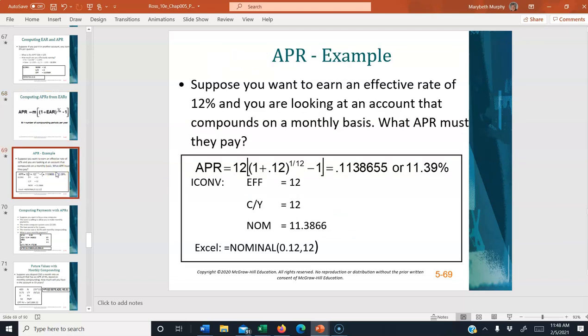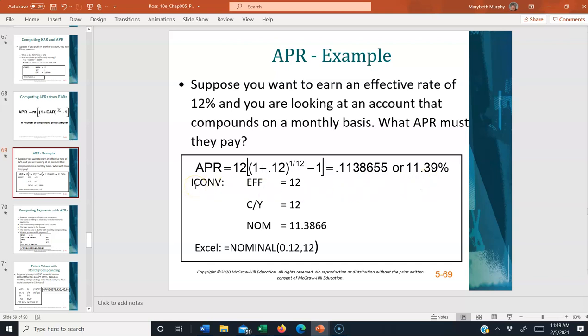So for this example, suppose you want to earn an effective rate of 12% and are looking at an account that compounds on a monthly basis. What APR must they pay? I'm sorry, 12 compounding periods. 1 plus the 12% for the rate divided by 12, because that's the number of compounding periods, minus 1. And when you do the math, it turns out to be 11.39%.